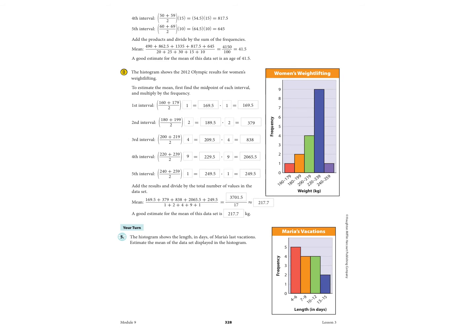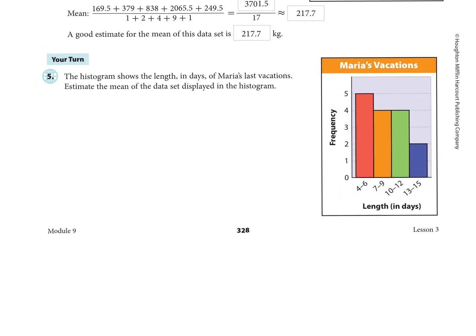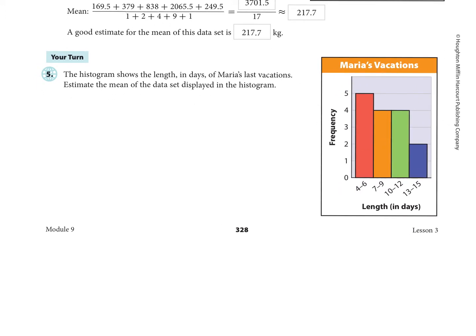Sorry, I missed one here. So down here at the bottom, your term, problem number 5, it says the histogram shows the length in days of Maria's last vacations. Estimate the mean of the data set displayed in the histogram. Okay, now to get the mean from a histogram is a little bit more difficult.